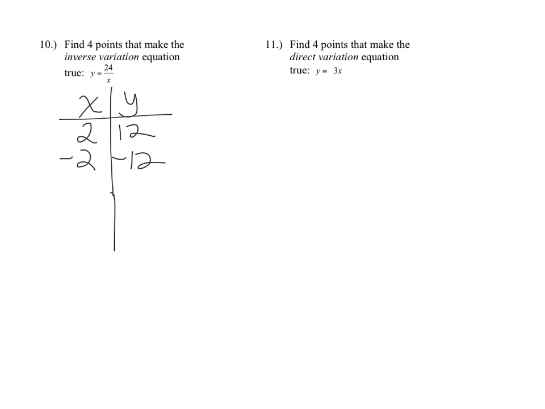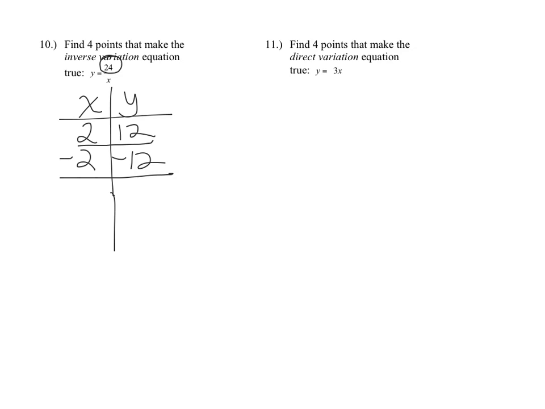Notice whatever points you pick, remember, this is our constant of variation. Look at it. 2 times 12, 24. Negative 2 times negative 12, 24, right? Things for x and y, I could have 6, 4. I could have 4 for x and 6 for y, right? Things that multiply to give you 24. 8 and 3. Negative 8, negative 3. Okay? Just taking numbers, plugging it in.